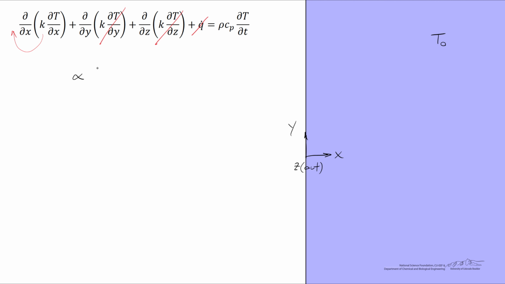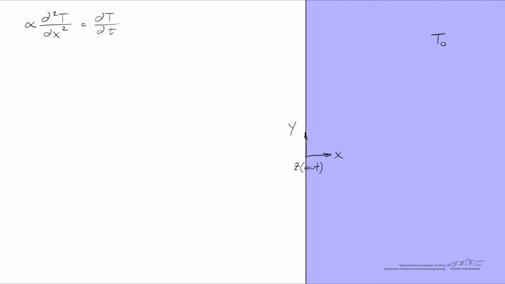To simplify this expression, we've got alpha times the second derivative of temperature with respect to x is equal to the partial derivative of temperature with respect to time. So this now becomes our governing partial differential equation. Note that it's second order with respect to temperature and first order with respect to time. And that means we need one initial condition and two boundary conditions.